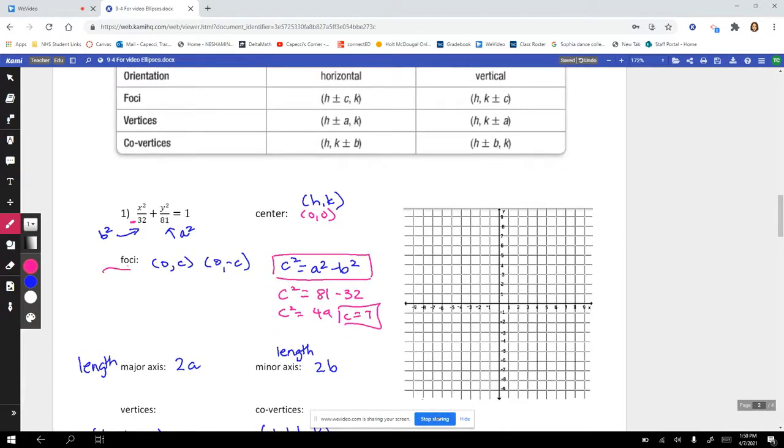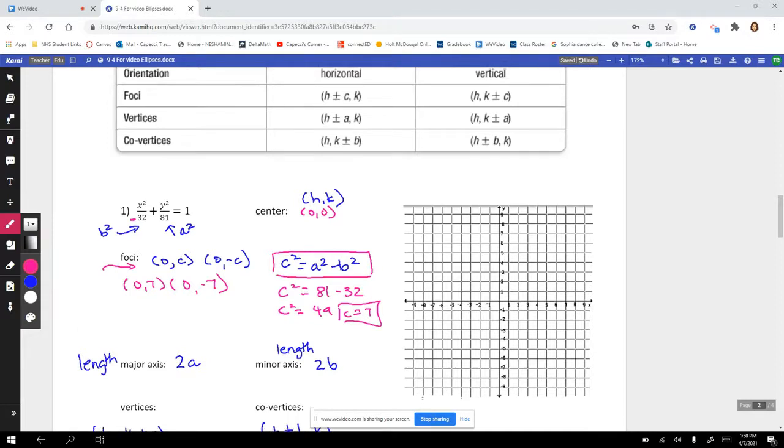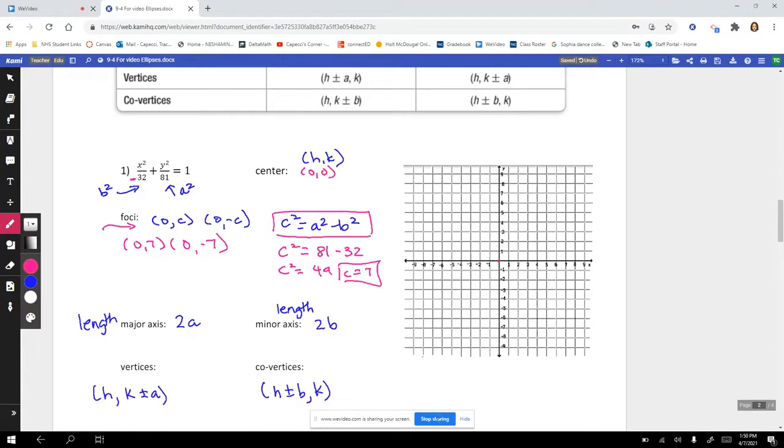Okay, so we're going to find out what our foci is. So we have 0, 7, and we have 0, negative 7. Okay, so we'll graph all these in just a second. We can put our center. We'll start with that. Put our center there.